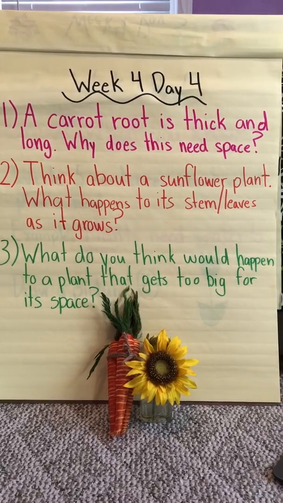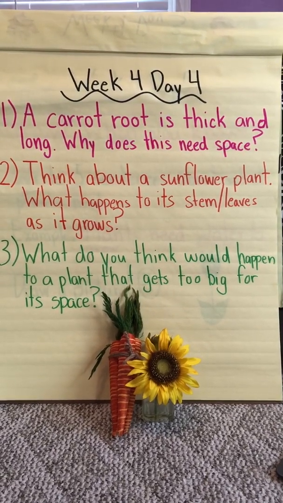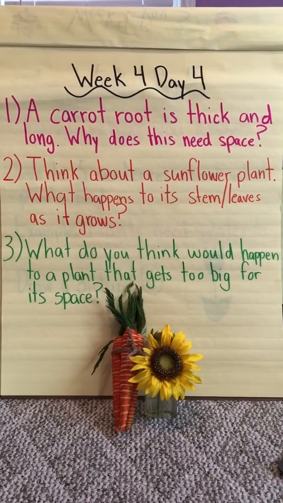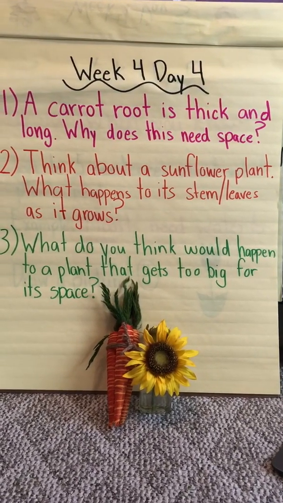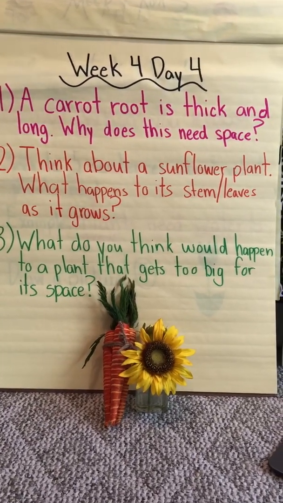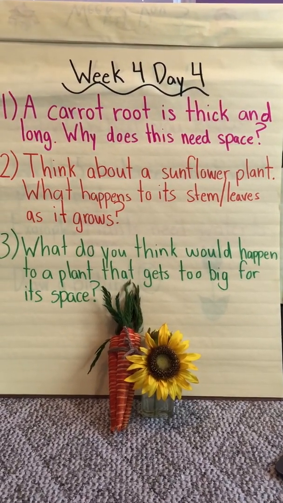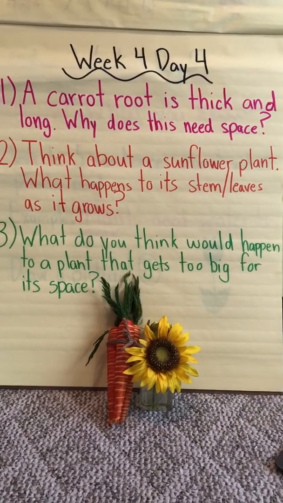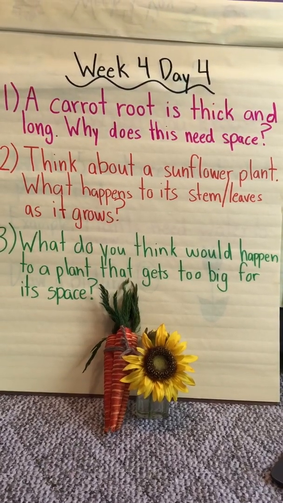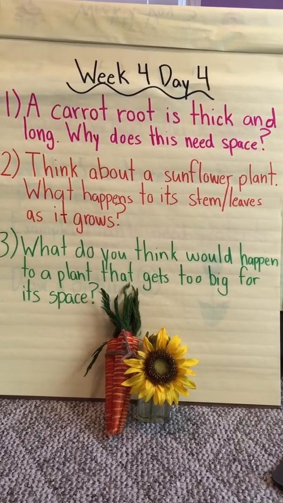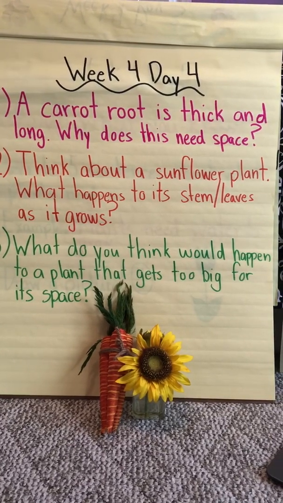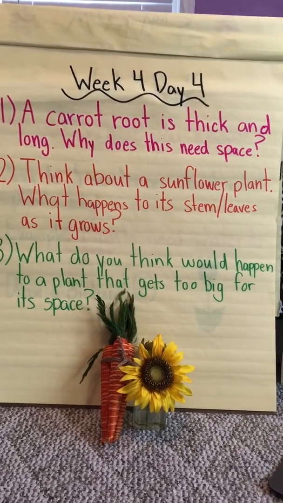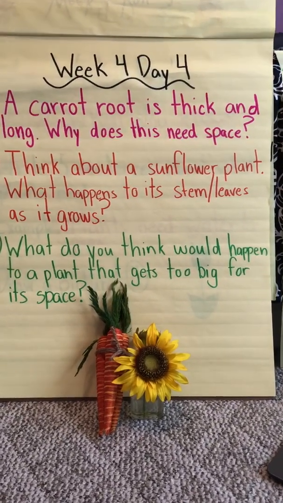And then question 3, what do you think would happen to a plant that gets too big for its space? We've talked about this a few times actually. I'm actually going to make that into 2 questions. What do you think would happen to the plant when it gets too big? And then what do you need to do to fix that? What would happen if it gets too big for its space? And then if you don't fix it, what would happen? And what could you do to fix it?